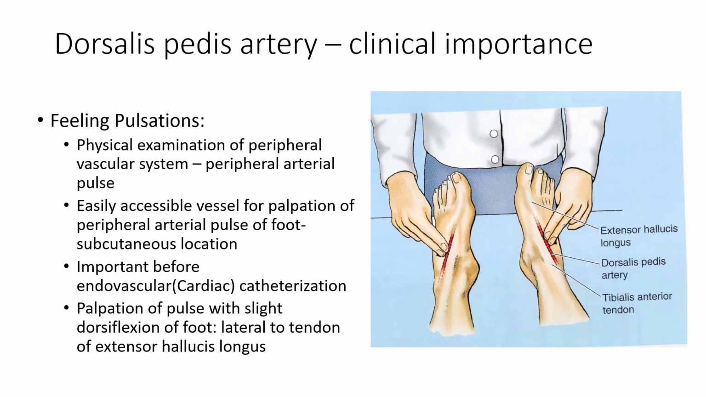Because it is an easily accessible vessel for palpation, it is used for observing the peripheral arterial pulse. Feeling this arterial pulse is important before endovascular catheterization, that is, cardiac catheterization. Palpation of the pulse is done with a slightly dorsiflexed foot, lateral to the tendon of extensor hallucis longus.